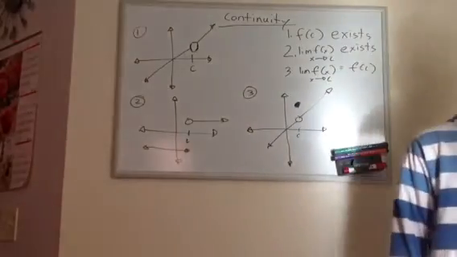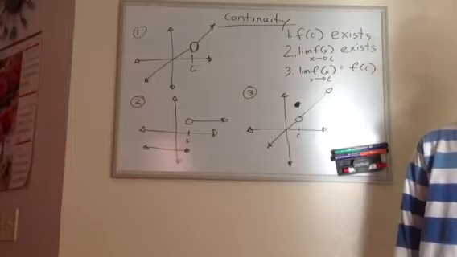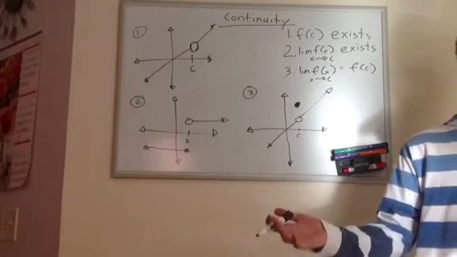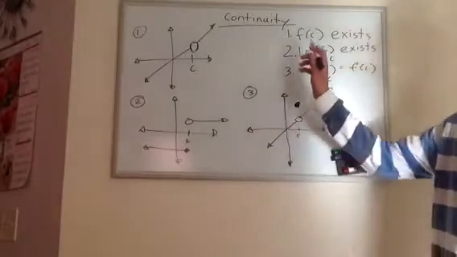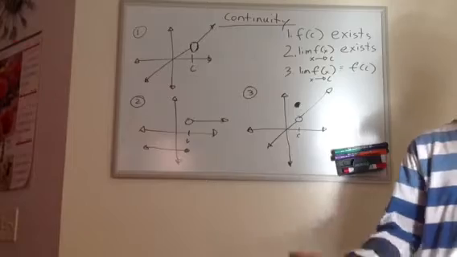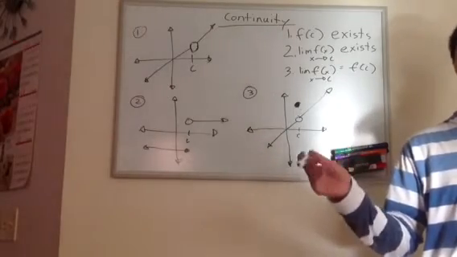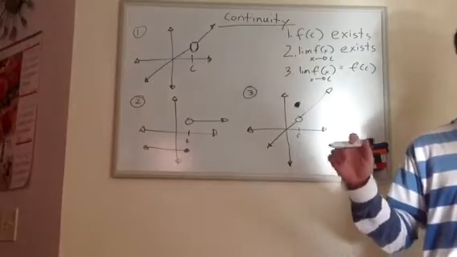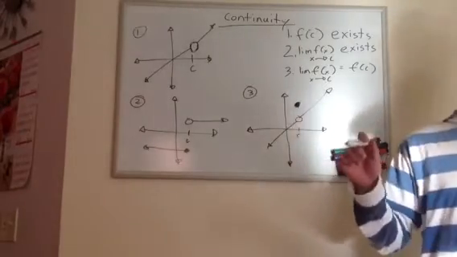Okay, today we're going to be learning about continuity. So for a graph to be continuous at a certain point that we'll call C, it has to follow these three rules. 1, f of c must exist. 2, the limit of f of x as x approaches c must exist. And 3, the limit of f of x as x approaches c must be equal to f of c.